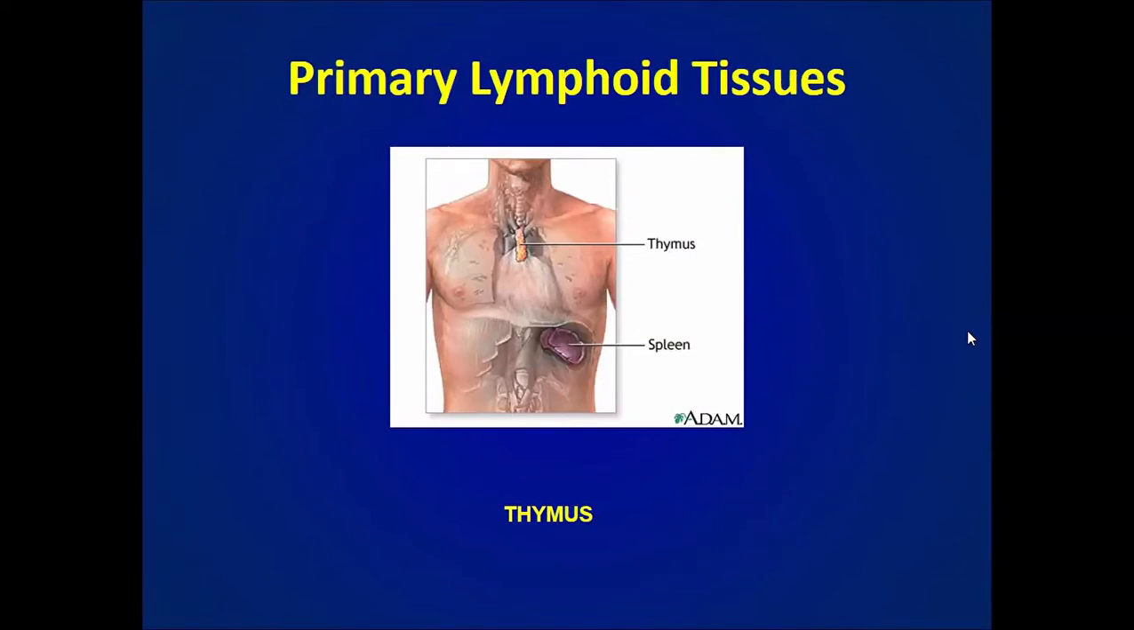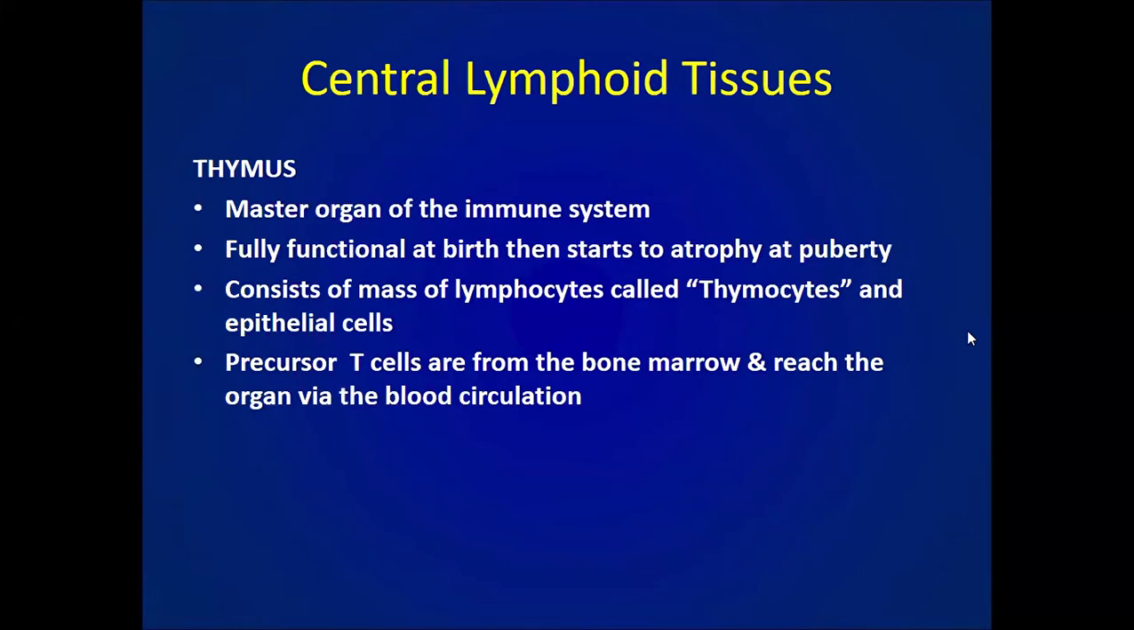The thymus is said to be the master organ of the immune system. It is fully functional at birth, but starts to atrophy at puberty. As I said earlier, during adulthood, it is converted into a ligament at the back of your sternum. It consists of a mass of lymphocytes, specifically referred to as thymocytes, and of course epithelial cells.